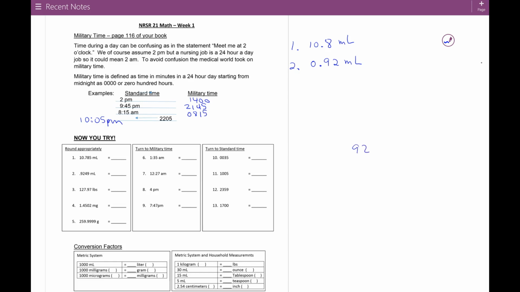And if it's not clear where to round 9249 to, this is what I think about. I say, well, is it closer to 9200 or 9300? And then I can see that it's closer to 9200. So let me erase that.